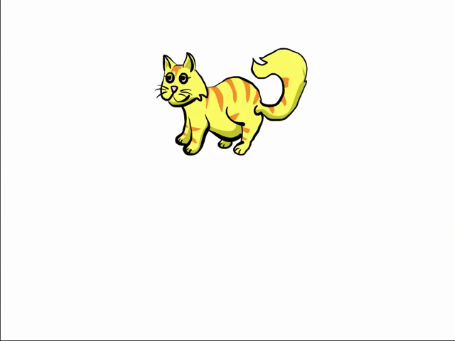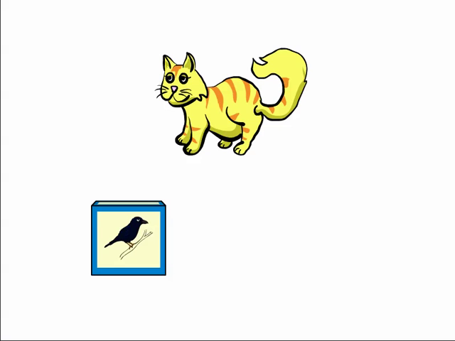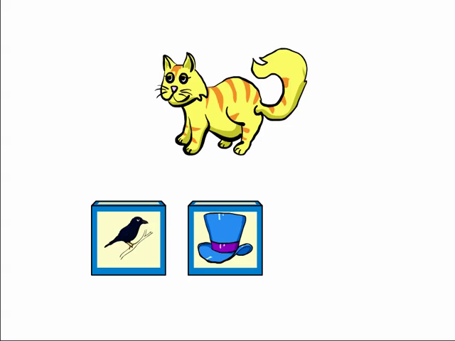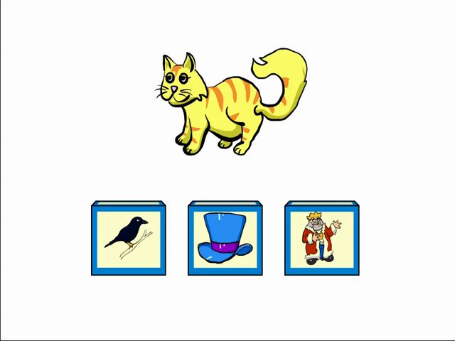Let's rhyme. Click on the picture that has the same ending sound as cat, crow, hat, king, crow. Listen, cat, crow. They don't have the same ending sound. Let's give it another try.